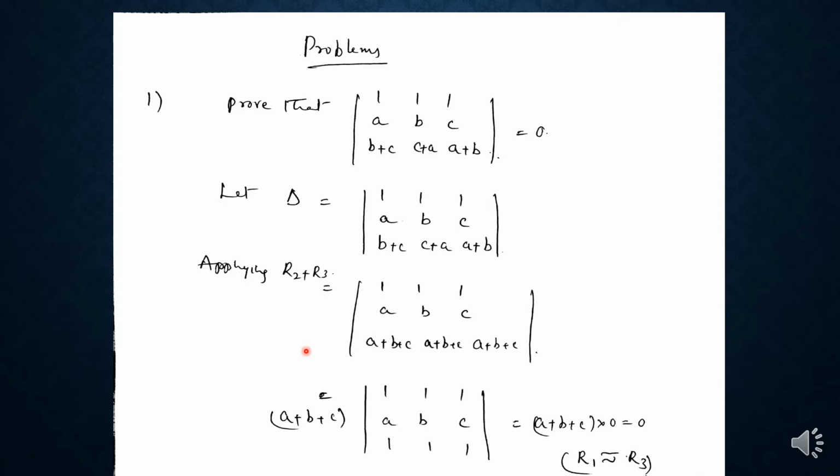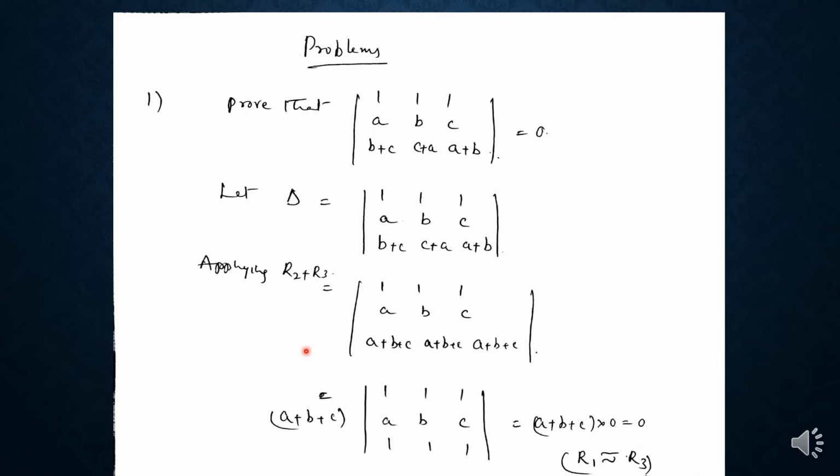Next, the fourth property is, if each element of a row or column is multiplied by the same number k, then the value of the determinant is multiplied by k. So we can take out the constant along with the column or row. If the constant is there in the three columns, we can write it as k cube into a1 b1 c1, a2 b2 c2, a3 b3 c3.